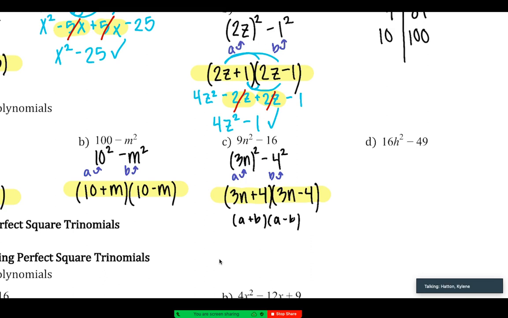Okay, so Raphael, what did you rewrite 16h as for D? Good job. Yeah, 4h plus 7 times 4h minus 7. And that's because 16h squared is 4h in parentheses squared, and then 49 is 7 squared. So our a is 4h, our b is 7. So this is our a plus b, 4h plus 7, and a minus b, 4h minus 7.